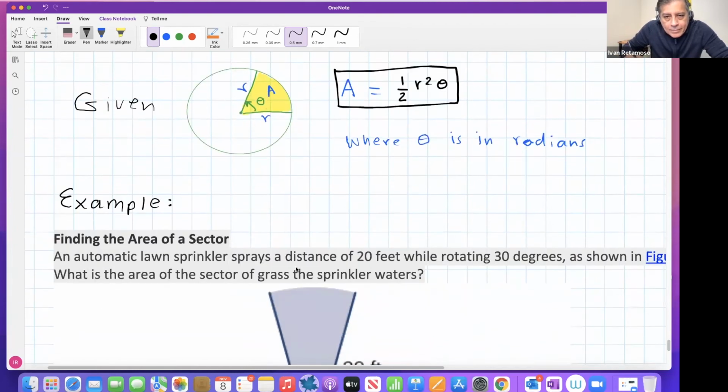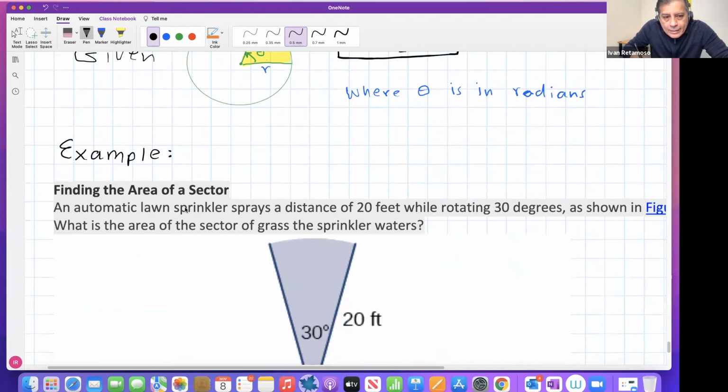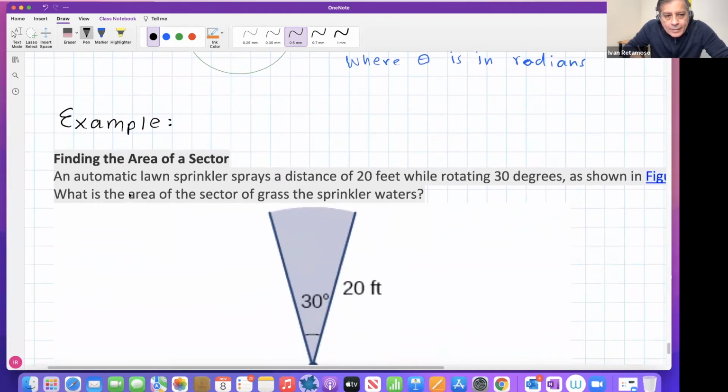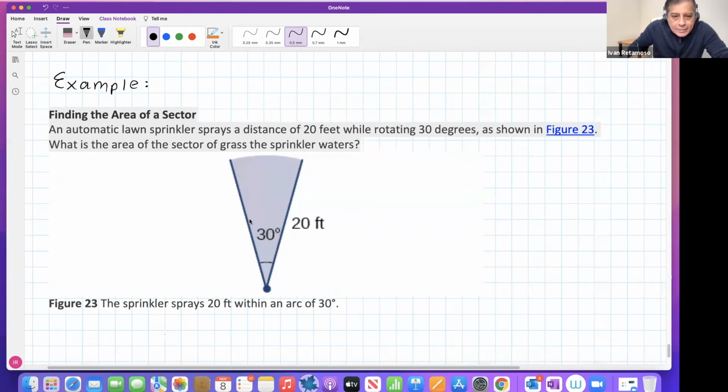Here is an example. Finding the area of a sector. An automatic sprinkler sprays a distance of 20 feet while rotating 30 degrees, right? Goes this way, back and forth. What is the area of the sector of grass the sprinkler waters?